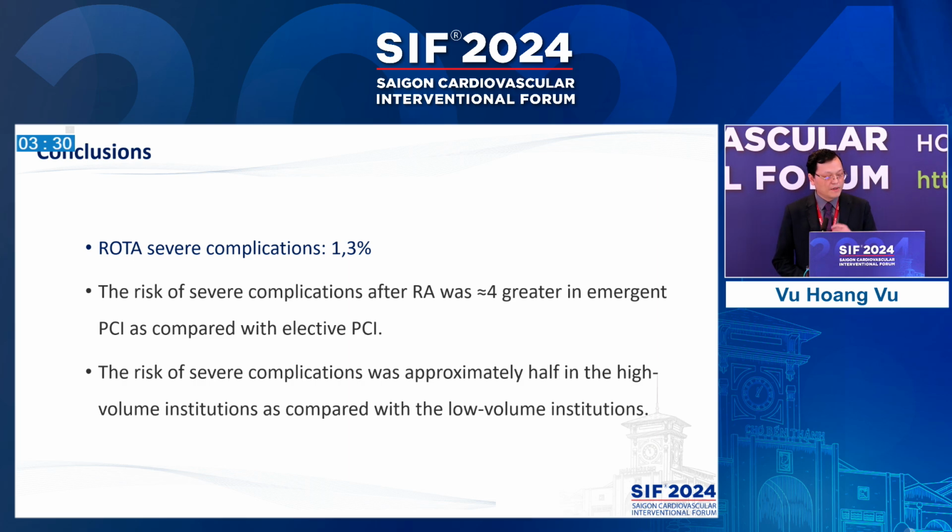And the risk of severe complication after rotablation was fourfold higher in emergency PCI compared to elective PCI. And also the risk of severe complication was approximately half in a high volume institution as compared to a low volume institution. Thank you for your attention.